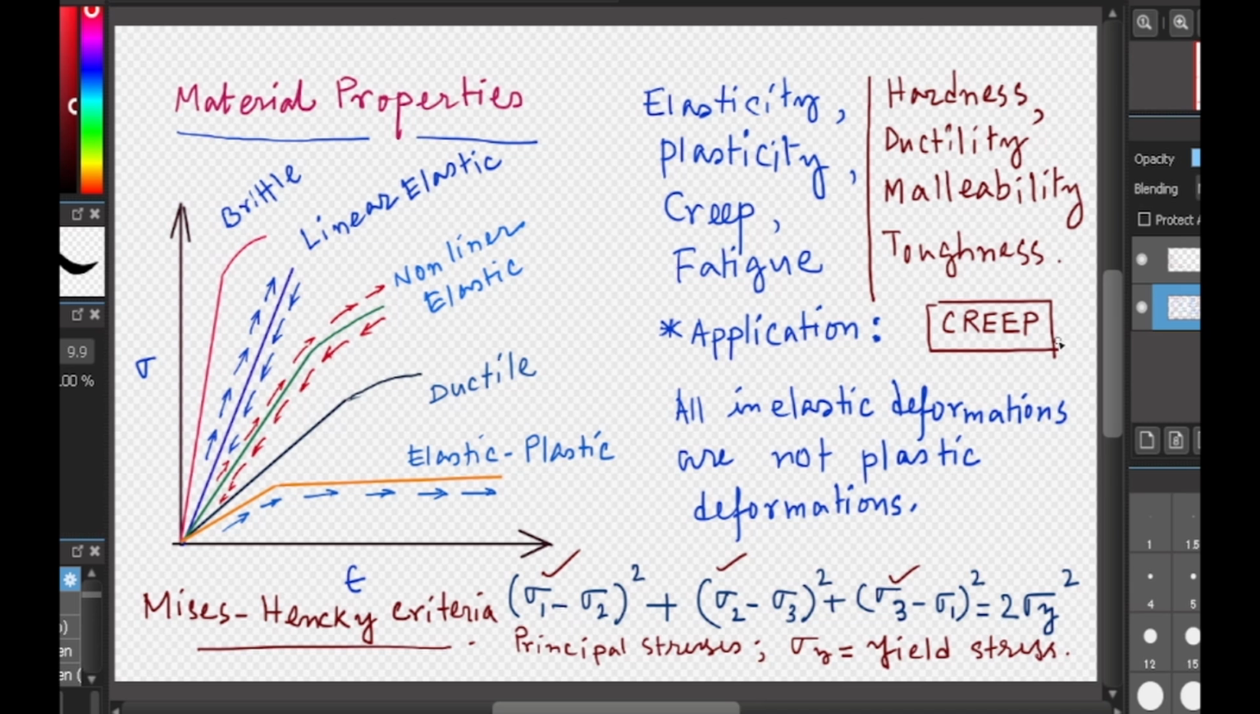In the next session, we are going to discuss the relation between resilience and toughness.